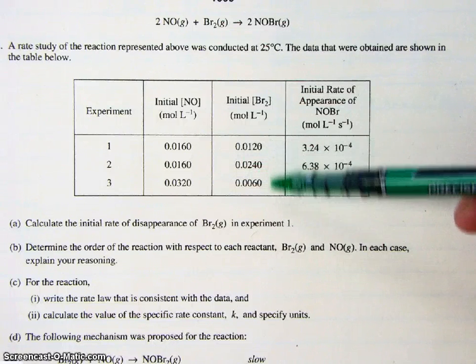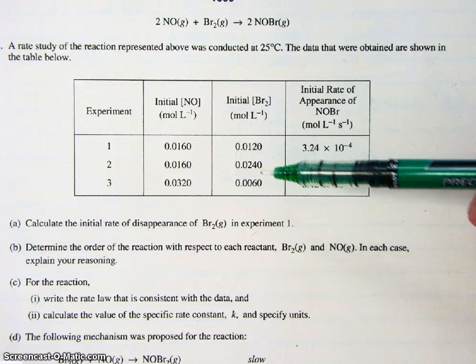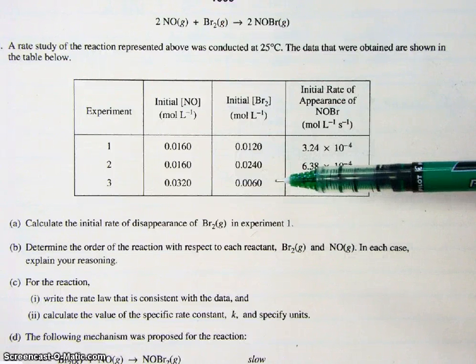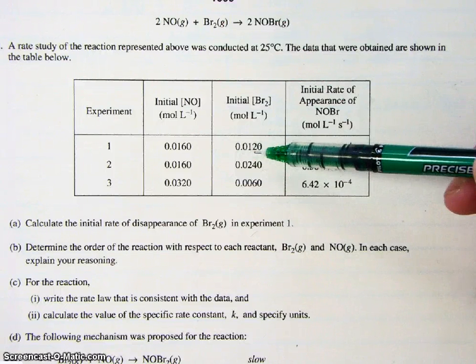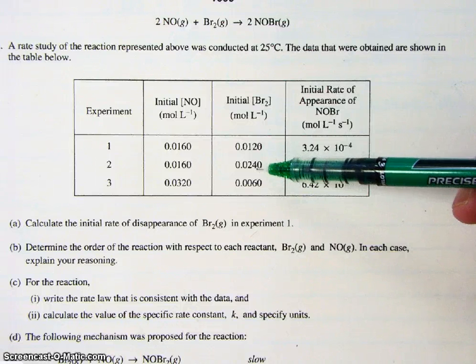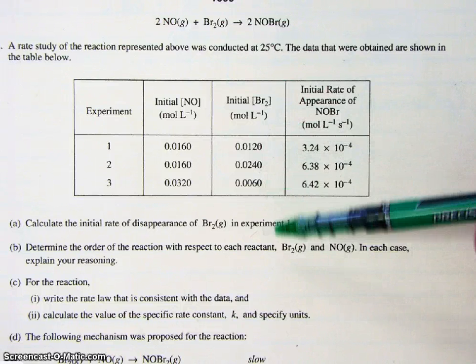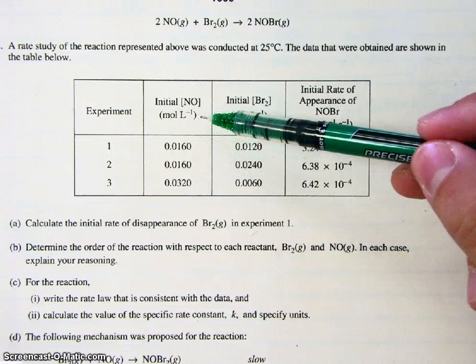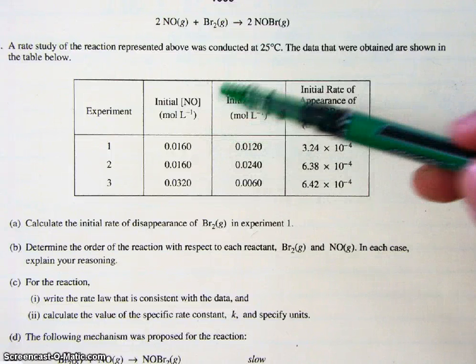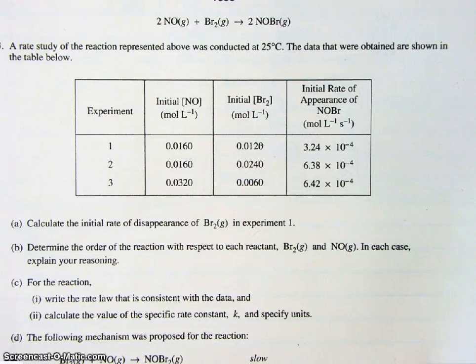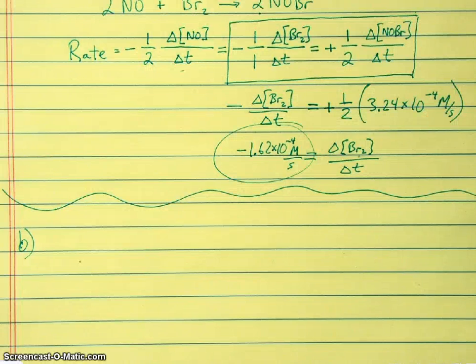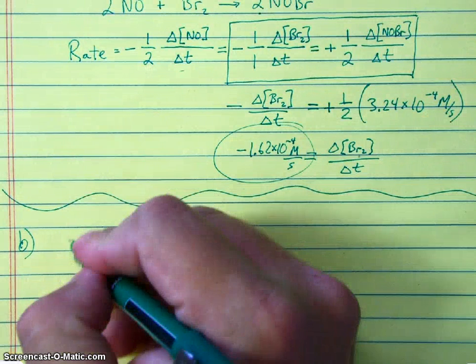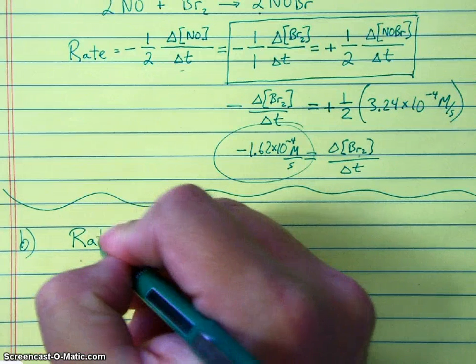There's our rate law rewritten, and now I'm taking the information from experiment 1. I could do this for experiment 2 or 3, and K will come up the same number, so that part doesn't matter. The rate in experiment 1 was 3.24 times 10 to the negative 4th, and units for rate here are molar per second.